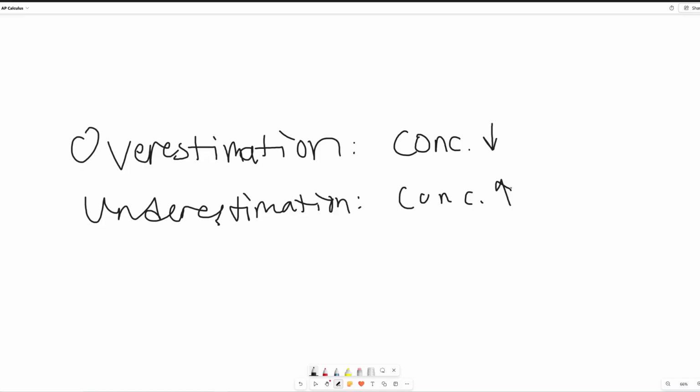So, if it ever asks you, was this tangent line an over or under approximation, you would have to show that you looked at the second derivative and determined if it were concave up or concave down.